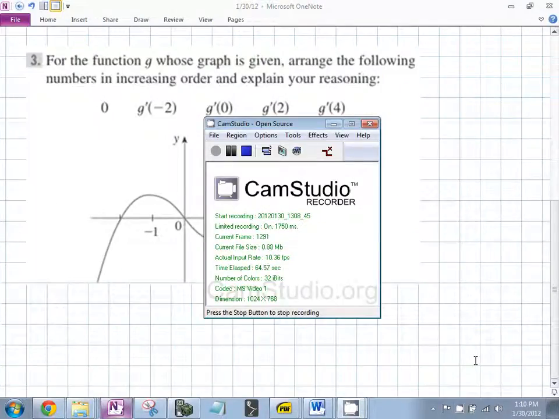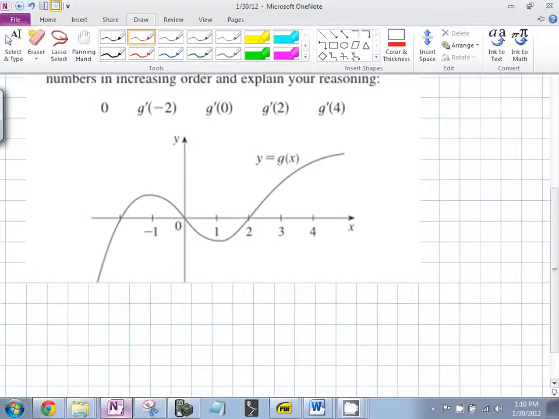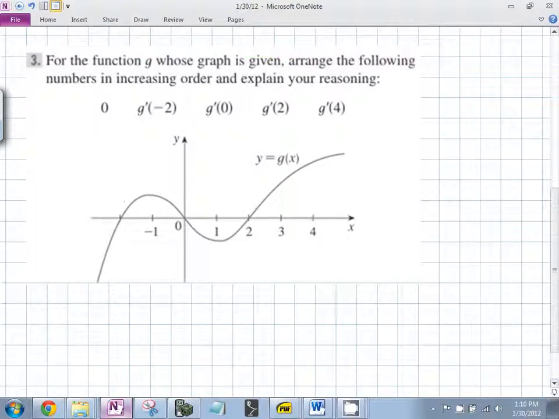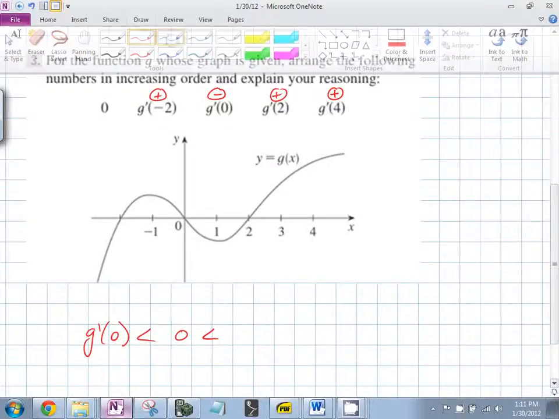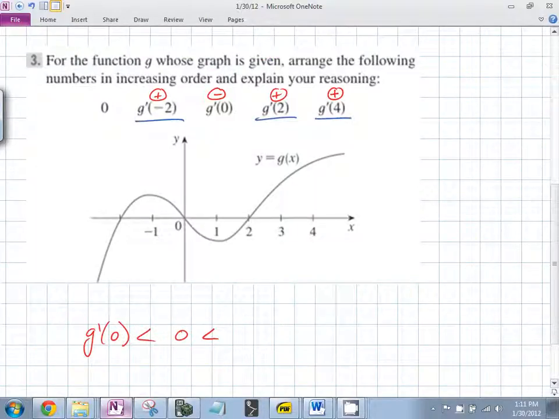Given is g. So we know that g of 0 is 0. Congratulations. Okay. What can you tell me about g prime of negative 2? What's one concrete thing you can tell me about g prime at negative 2? It has to be positive. You know it's positive. What about g prime at 0? It has to be negative. What about g prime at 2? And positive, right? So automatically you know that g prime of 0 is less than 0. But then you have these 3 that you have to compare the relative values for.